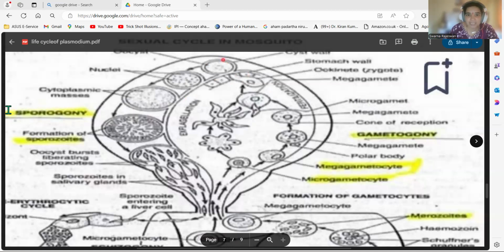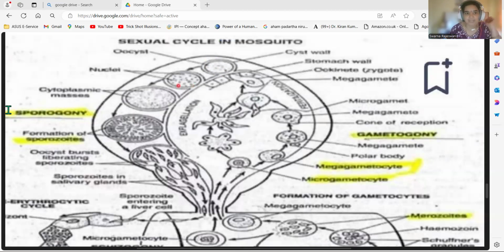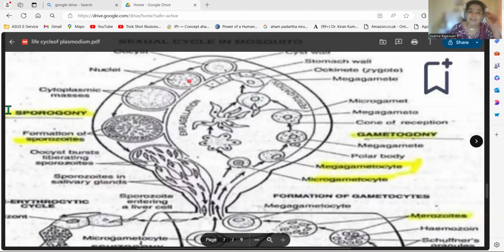Okay. Now, this ookinite, after coming and sitting on the top of the wall of the mosquito, forms a small layer of cyst around it, and we call it as oocyst. Means this ookinite, when it is coming out and sitting on the top of the crop, it is forming a small cyst wall, and we are calling that as oocyst. Okay. Now, the nuclei of the oocyst divides by mitosis and forms small nuclei, followed by the division of cytoplasm which surrounds this nuclei. Okay, and we call that structure as sporoblast.